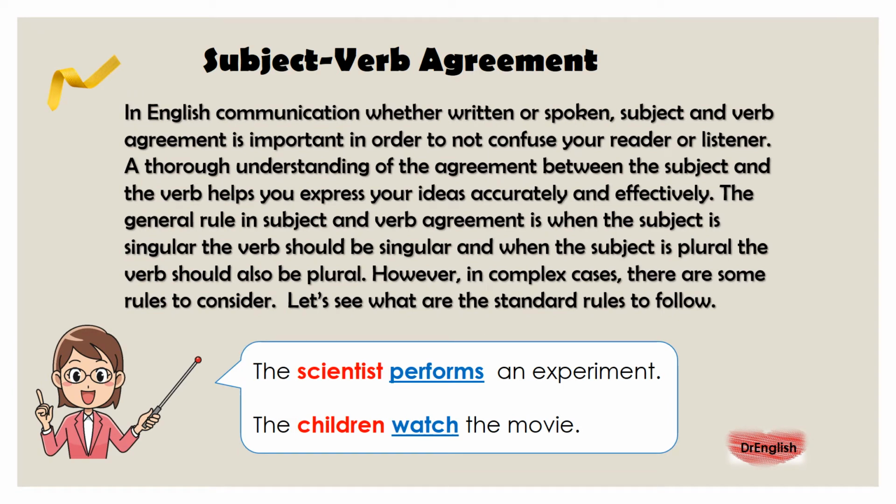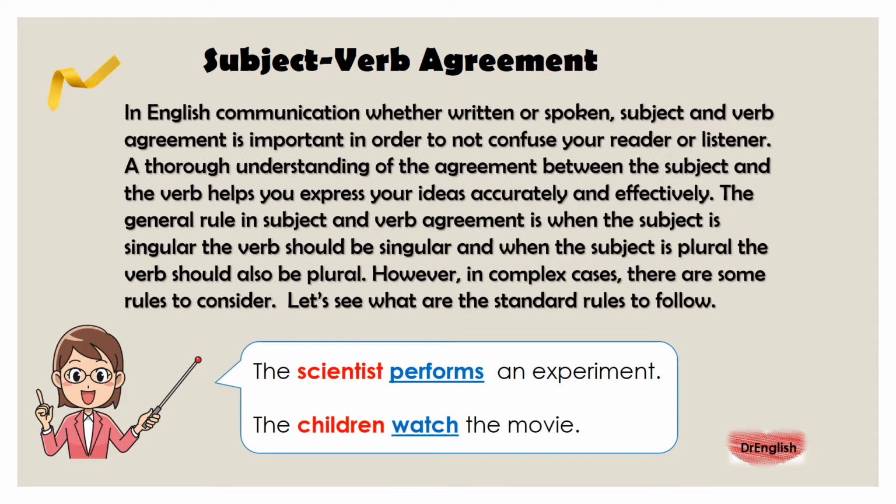In English communication, whether written or spoken, subject and verb agreement is important in order to not confuse your reader or listener. A thorough understanding of the agreement between the subject and the verb helps you express your ideas accurately and effectively. The general rule in subject and verb agreement is when the subject is singular, the verb should be singular, and when the subject is plural, the verb should also be plural.